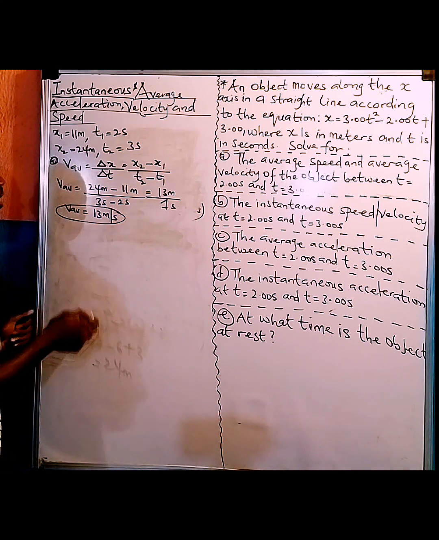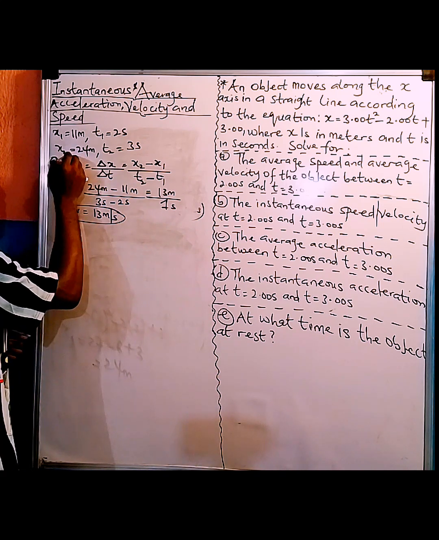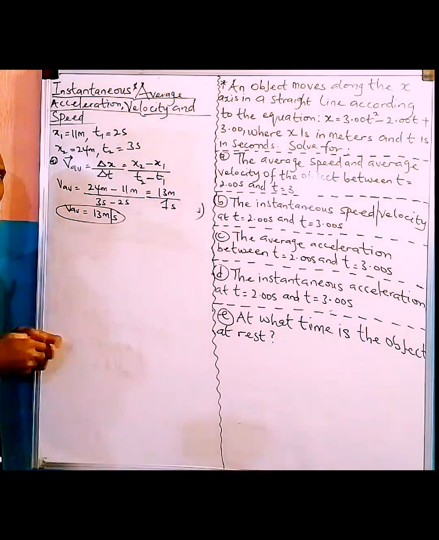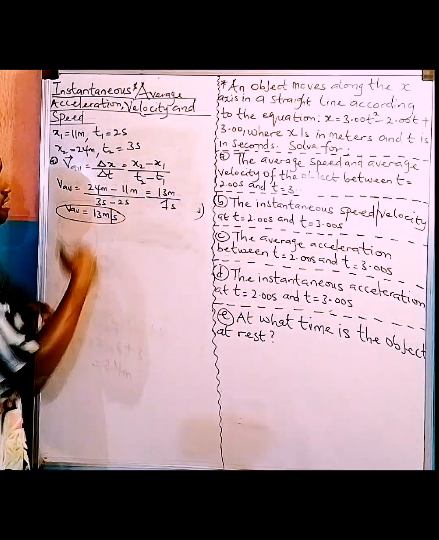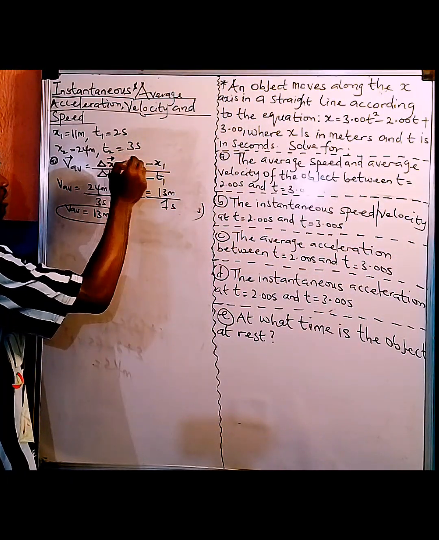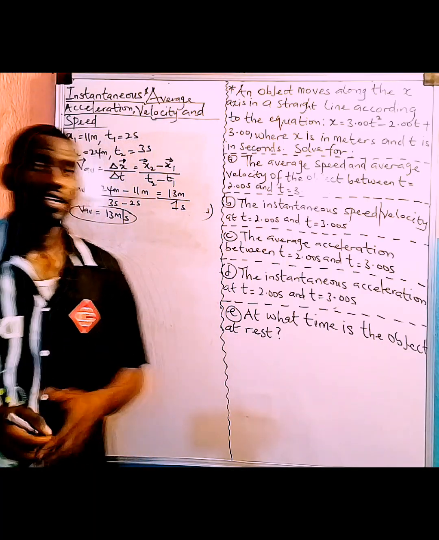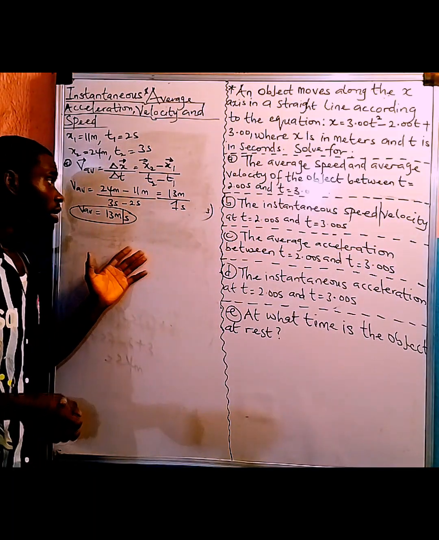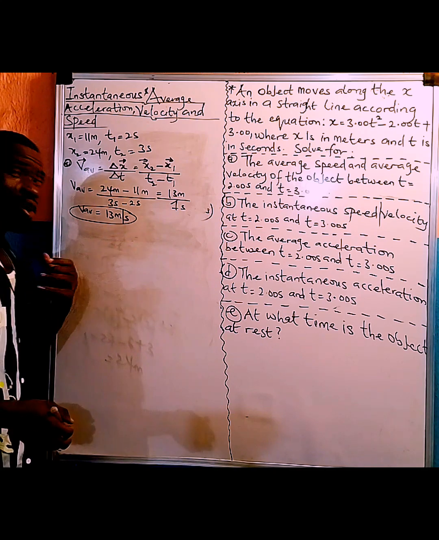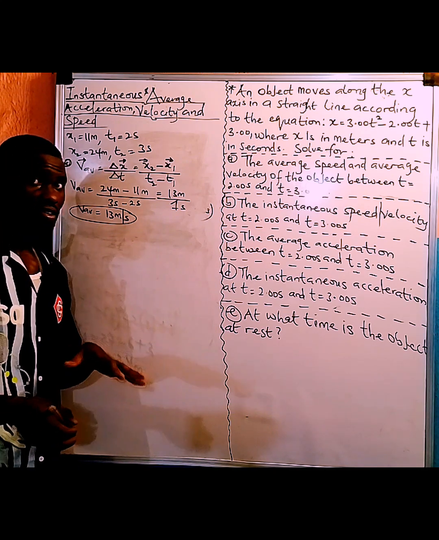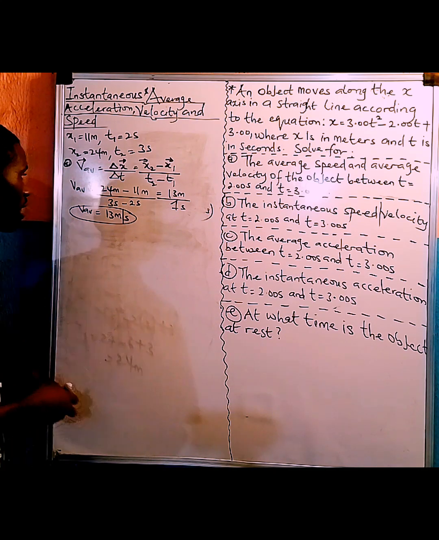So now how do we get average speed? And don't forget, velocity is a vector quantity, so you can have an arrow on it. Displacement is a vector quantity also. Now we've gotten our average velocity as 13 meters per second. So how do we solve for average speed? That's the next thing we have to look at now.